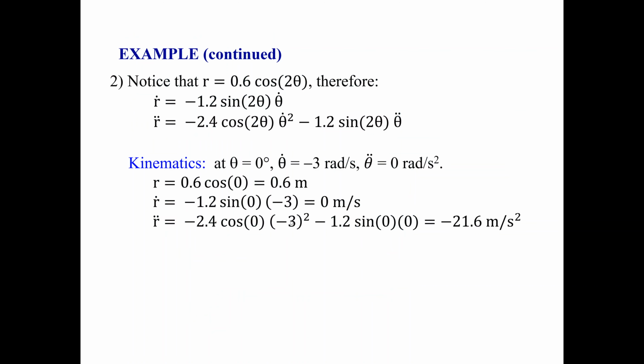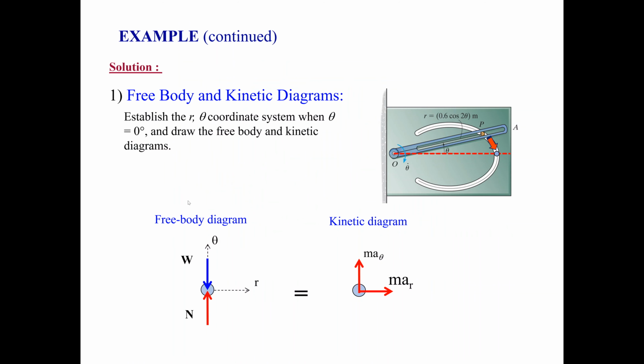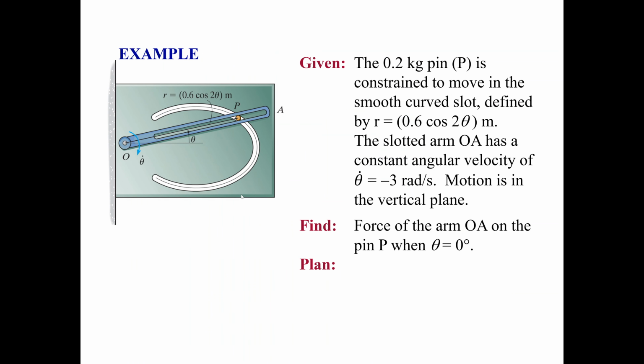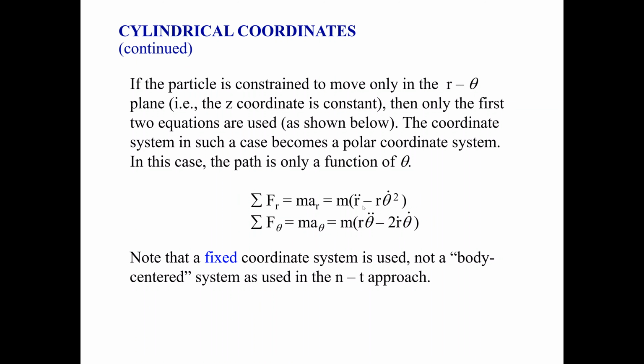Next, if you look back at our equations, what do you need to do? You need to find the second time derivative of r with respect to time, the first derivative of theta with respect to time, the second derivative of theta with respect to time, and the first derivative of r with respect to time. So you need to find these individual components here, and then we can solve for it.